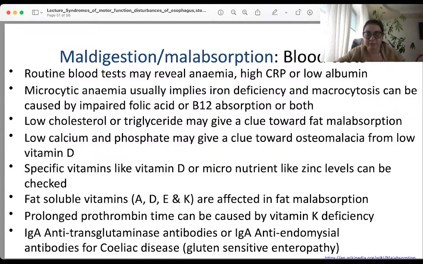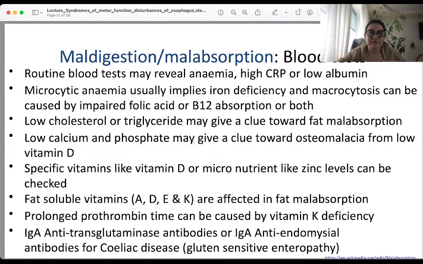Okay, blood tests. What can we find interesting in blood? In blood tests in patients with maldigestion and malabsorption, routine blood tests may reveal anemia, high CRP, and low albumin. Microcytic anemia usually implies iron deficiency, and macrocytosis can be caused by impaired folic acid and B12 absorption or both. Low cholesterol or triglyceride may give a clue toward fat malabsorption.